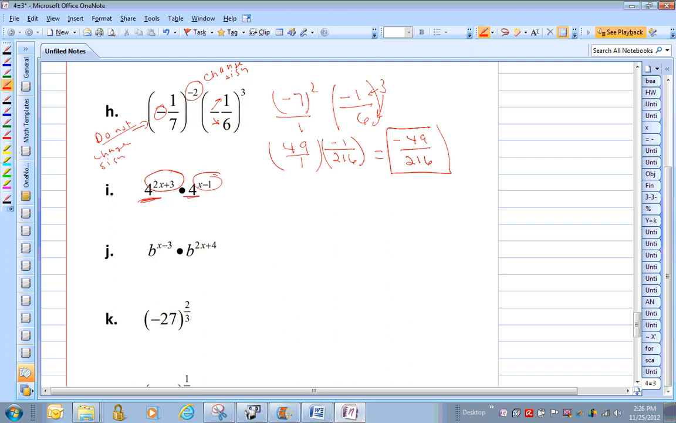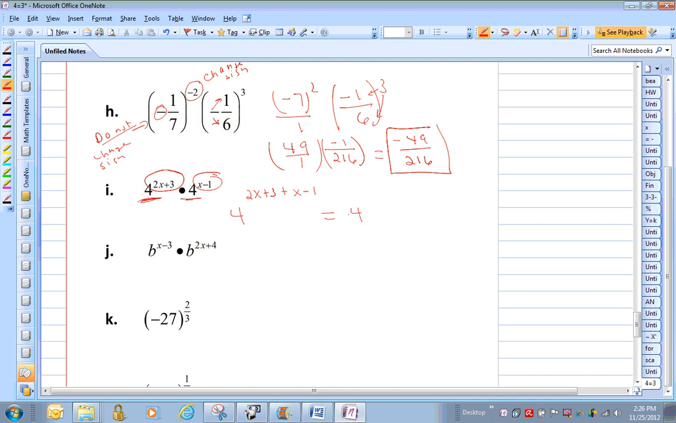So if we have the same base and we're multiplying, then we're going to add the exponents. Keep the base, add the exponents. So the base we're going to keep is 4, and we're going to add 2x plus 3, and we're going to add to that x minus 1. Please be really careful of this problem. Again, I don't want you to miss this. This is not that difficult. You just have to know your properties.